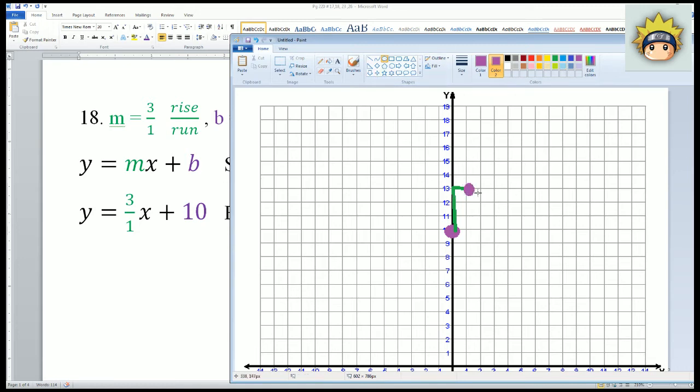Another way I do it is I do the opposite. You see how this is up 3 across 1? Another way I can do it is go down 3. Based on the slope, I just do the opposite: down 3, 1, 2, 3, and across 1. And I put a dot here. You don't have to, but the reason I do that is so I could get 3 points. You only need 2 points to really graph, but this just makes it so much easier for me.